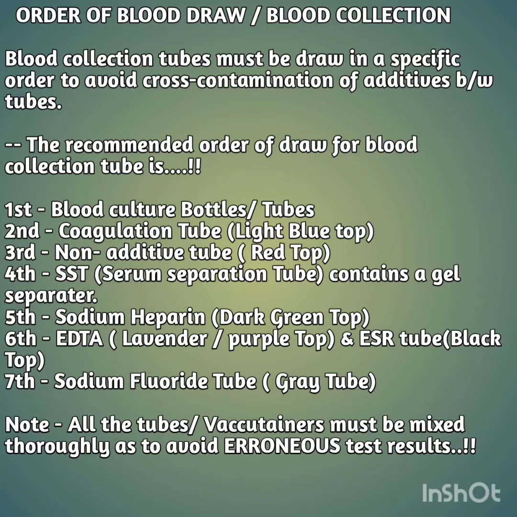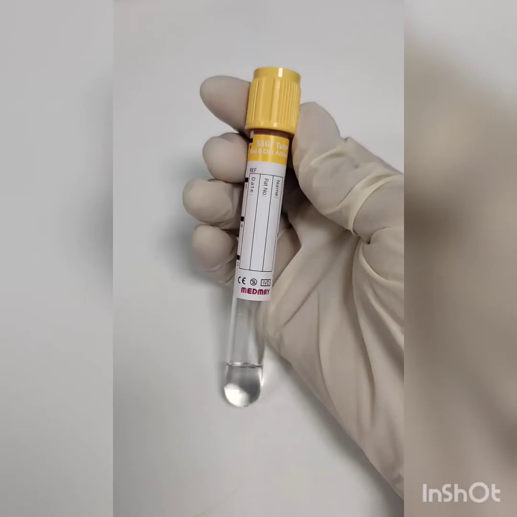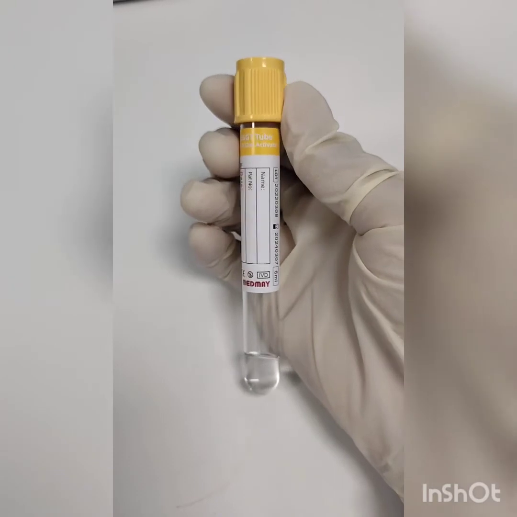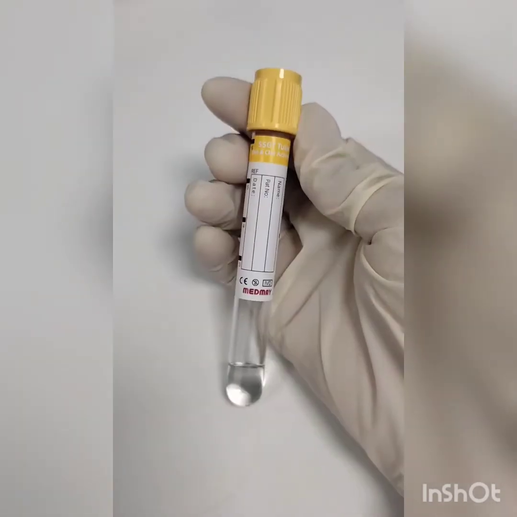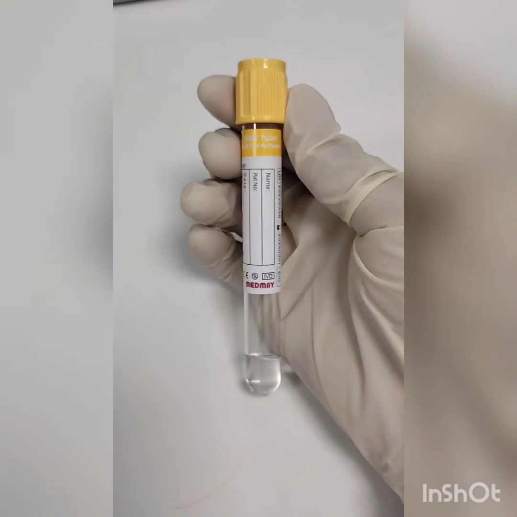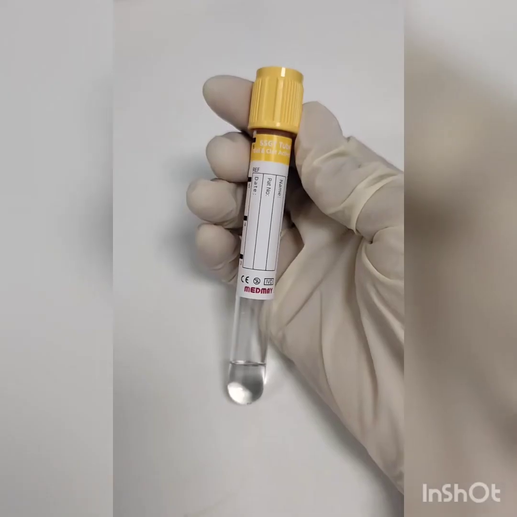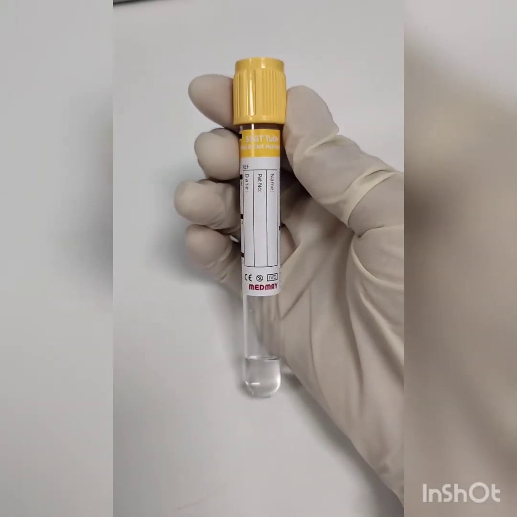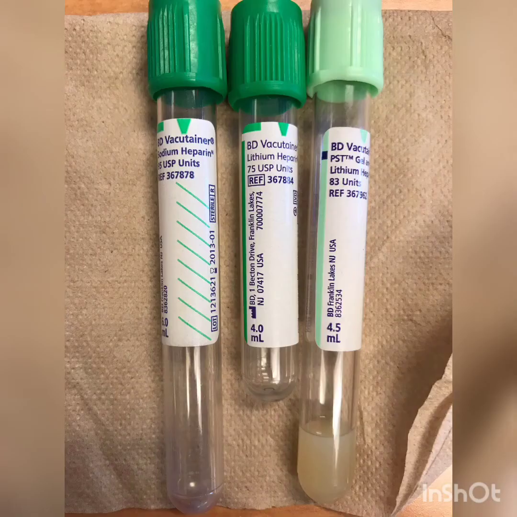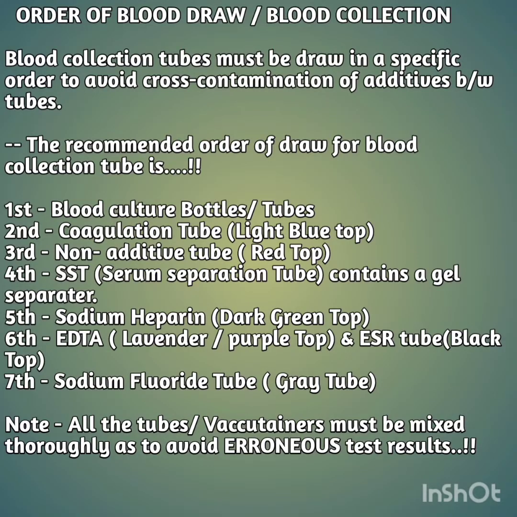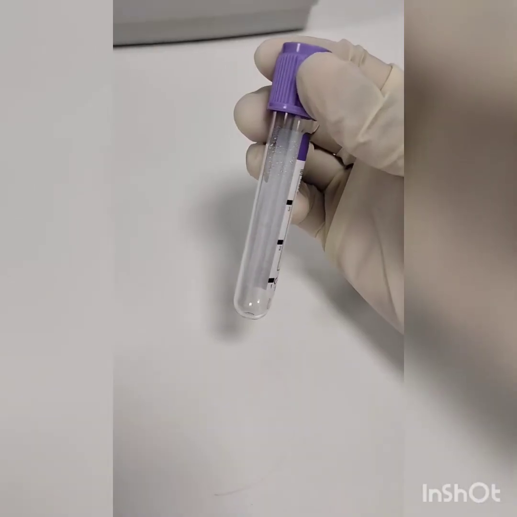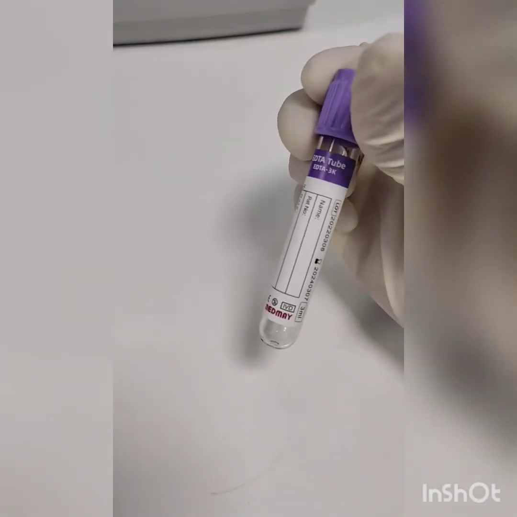And the fourth is SST, the serum separation tube, which contains a gel separator. After centrifuging, you will get the serum separated, and you have a gel at the bottom. Those tubes are called SST, serum separation tubes. The fifth is sodium heparin, the dark green top. And the sixth one is EDTA, the lavender or purple top, and with that we can add the ESR tube, which has a black top.